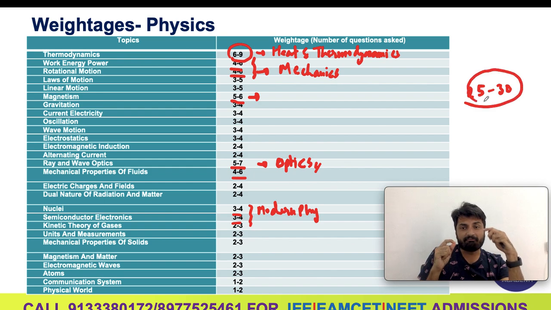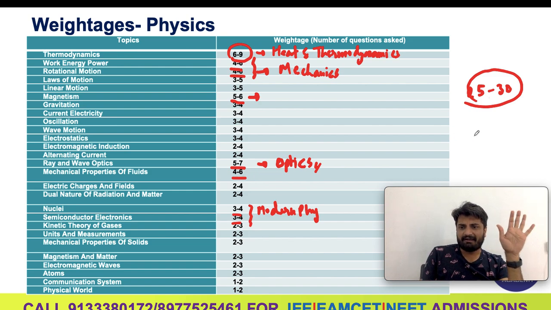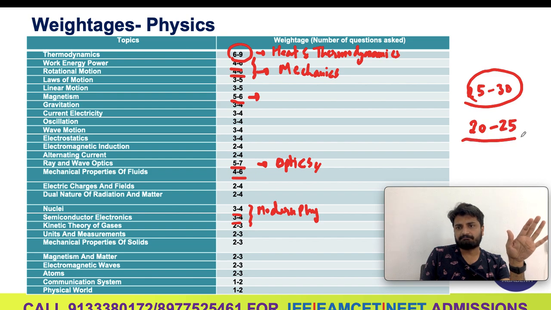But the next thing is, obviously, some of these chapters are very difficult and some are very lengthy. If you take rotational motion, only if you have the basics of mechanics will you be able to do rotational motion better. So your fundamental aim in physics should be 20 to 25 marks.